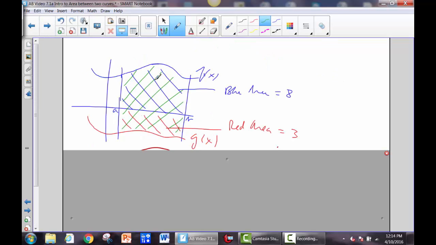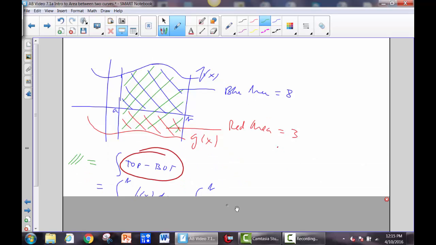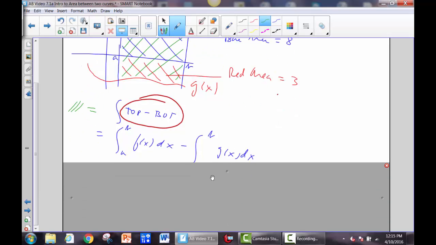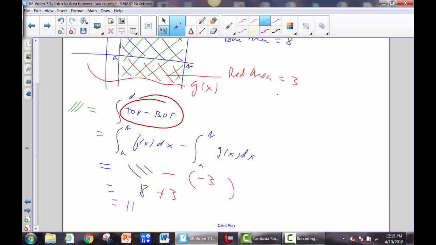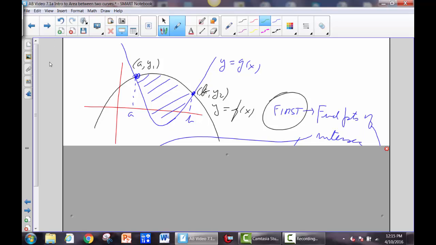It'll also work if one of them is above the x-axis and the other one is below the x-axis. So let's say the blue area is 8 and the red area is 3. If I want the area of the region bounded by the blue and the red curves, obviously it's this green area again. The green area should be 8 plus 3, which is 11. Again, if I do top minus bottom, I'll have 8 minus the integral from a to b of g of x dx, g of x being below the x-axis the whole time. That red area is 3, but the integral will be negative 3. So you end up with 8 minus negative 3, which is 8 plus 3, which is the required 11.